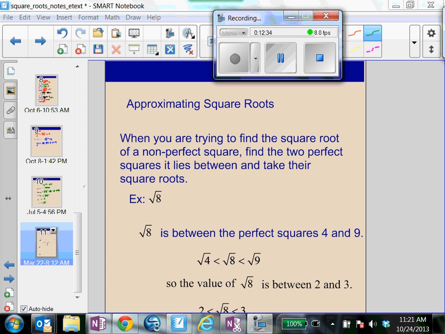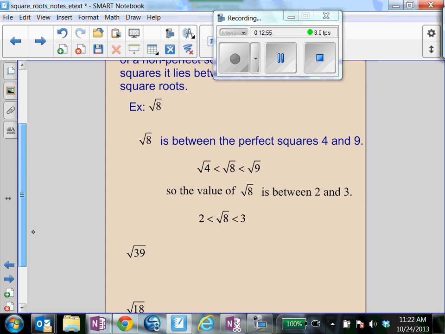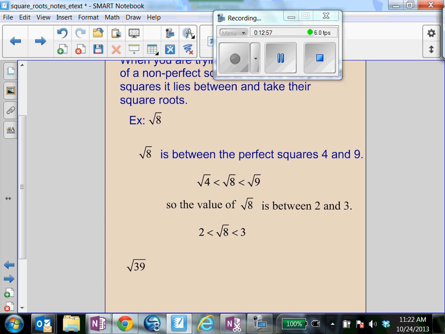So now we're going to talk about approximating square roots. So basically, when you're given a square root and it's not a perfect square, you can't take the square root of it. But you can figure out what 2 integers it lies between, or what 2 numbers it lies between. So we're going to start by looking at the square root of 8 as our example. So what you do is you think about the 2 perfect squares that 8 is closest to.